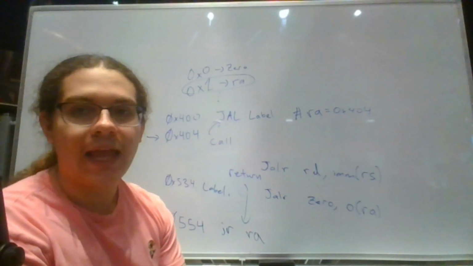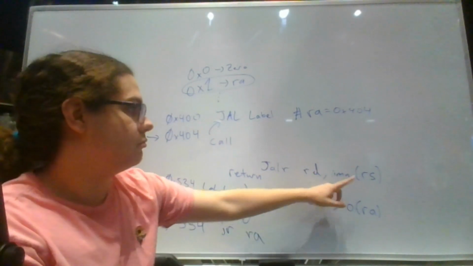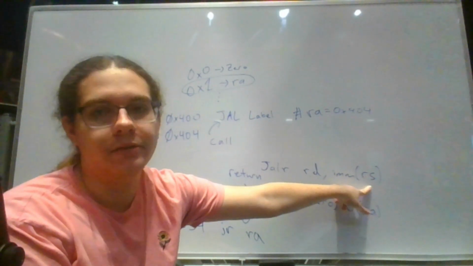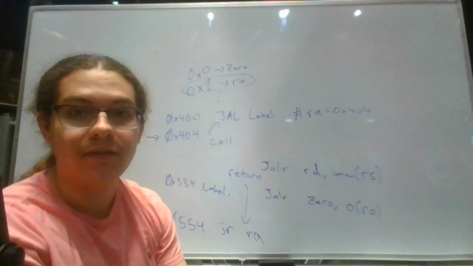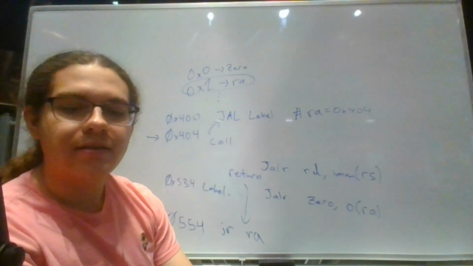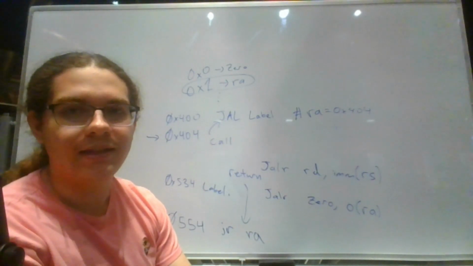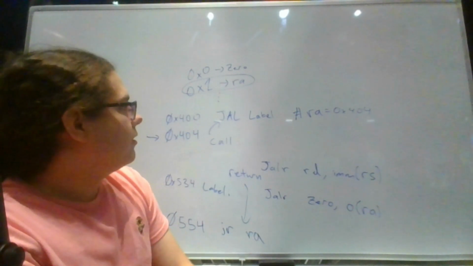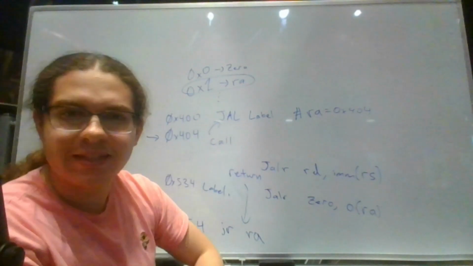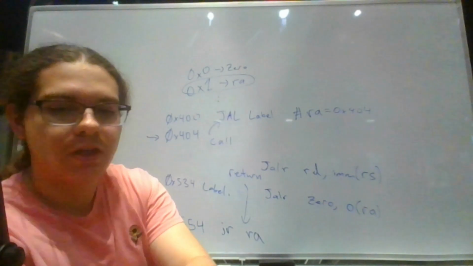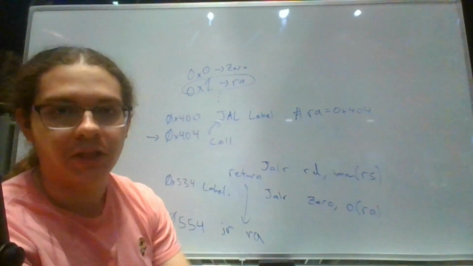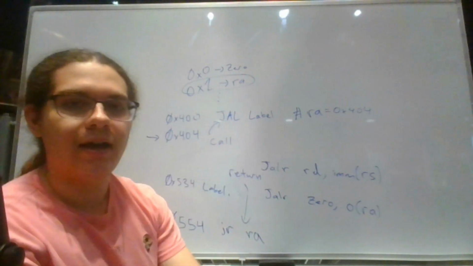So JALR can jump to whatever's in this register plus some immediate value. So it can jump really far. For JAL, the immediate encoding is not 32 bits. It's something like, oh shoot, what is it? Something like 17 bits, I think. So not that big. Whereas here, the address to jump to you can specify could be 32 bits. So you have a huge range you can jump to, whereas this is not a huge range.